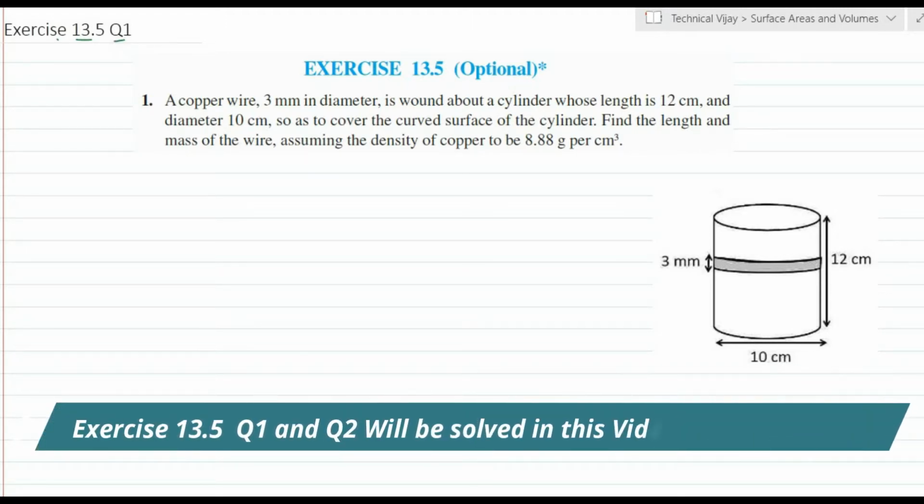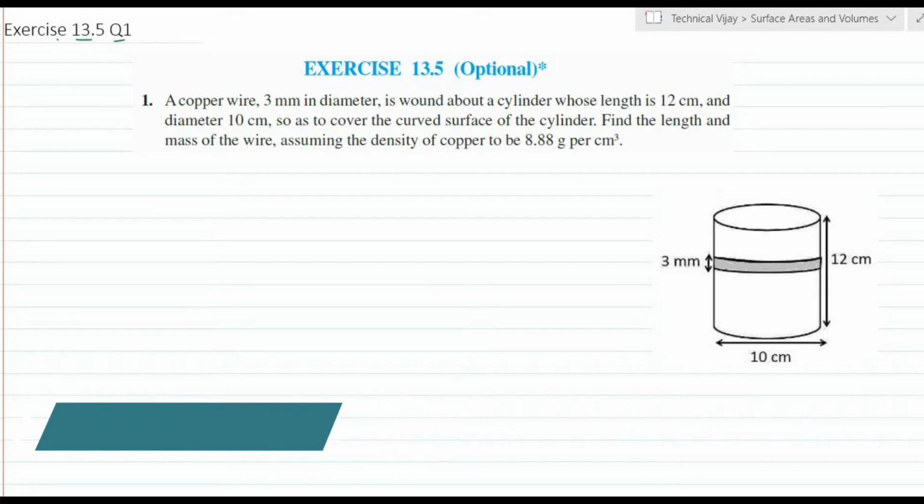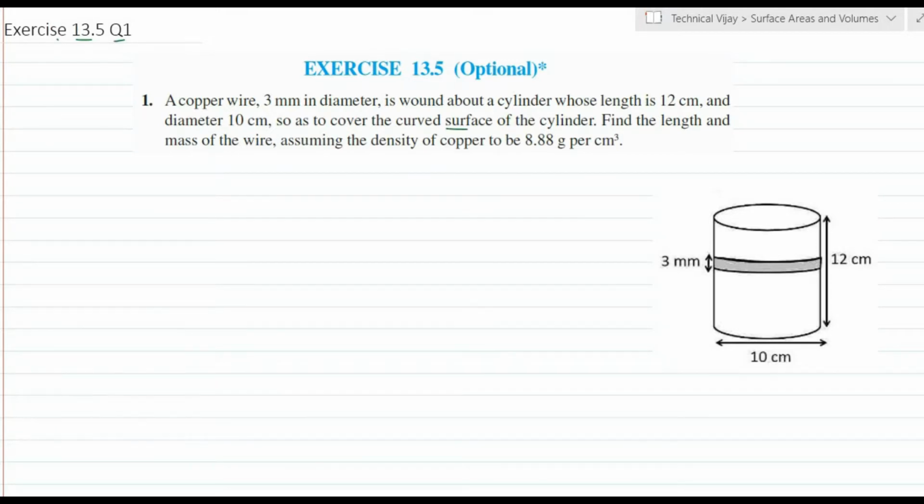The first one: a copper wire 3 mm diameter is wound about a cylinder whose length is 12 centimeter. So there is one cylinder which has a height of 12 centimeter and a diameter of 10 centimeter. And a copper wire of 3 mm diameter is wound on the curved surface of this cylinder, so as to cover the curved surface of the cylinder. Find the length and mass of the wire. So here we have to find the length and the mass of this copper wire.